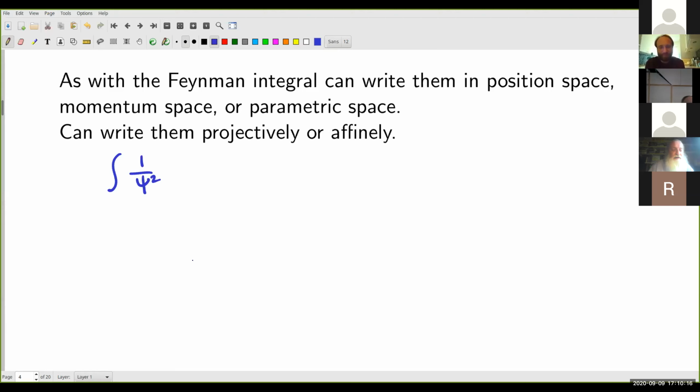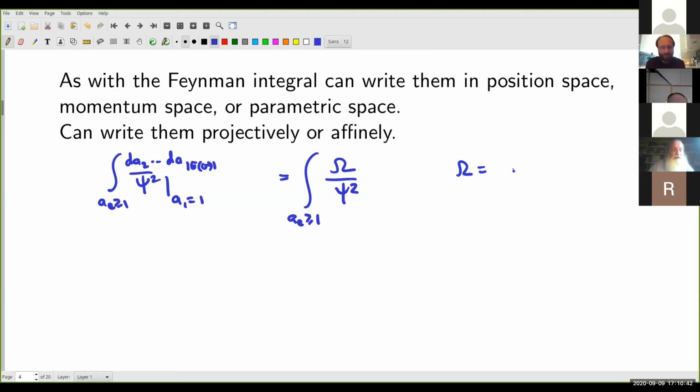And I said, oh, it's morally just that. And then I said, well, okay, but it's not really that. And I set one of them to 1. But if you were an algebraic geometer at heart, you probably didn't actually like that, because you'd probably rather think about it as a projective integral. So it's the same thing, but let's not set that. But we want to now work over some projective form. And the same holds in other cases.